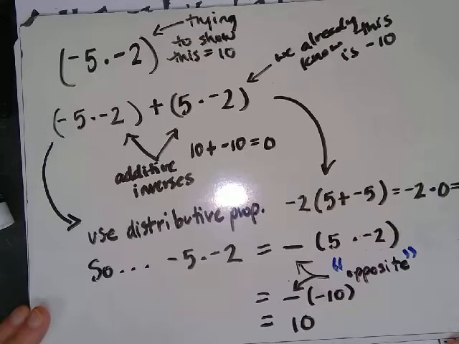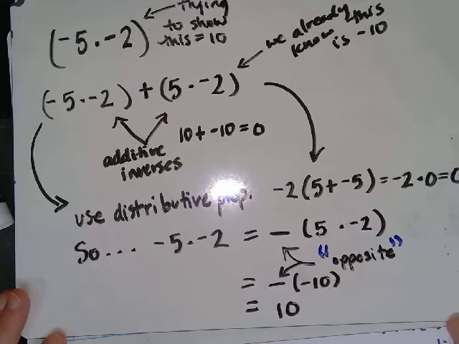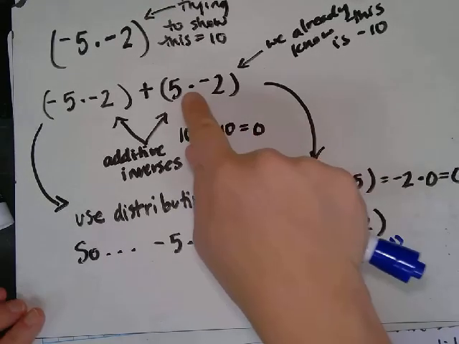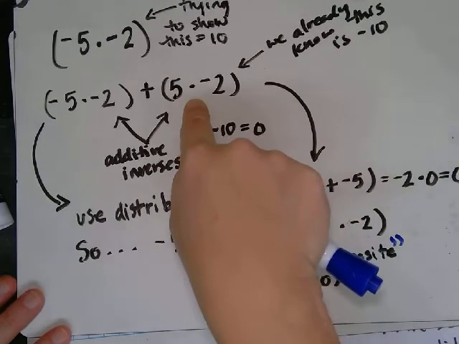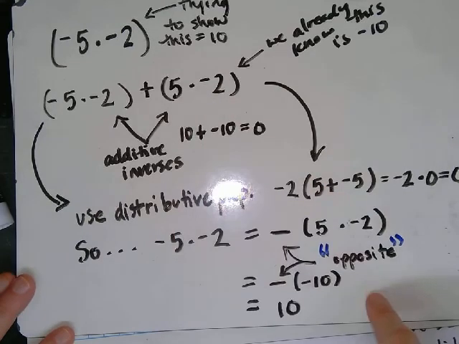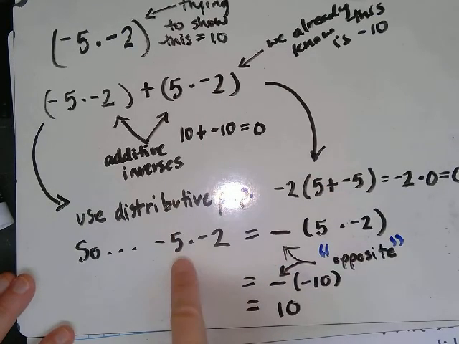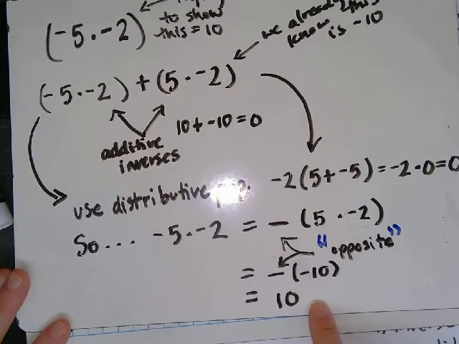Aha! It's kind of a long way to be able to explain how we can use what we know to justify that -5 times -2 is in fact +10.